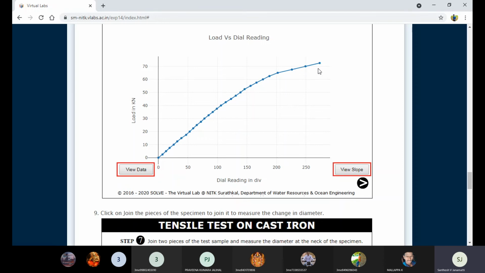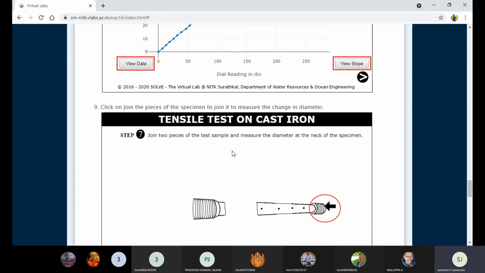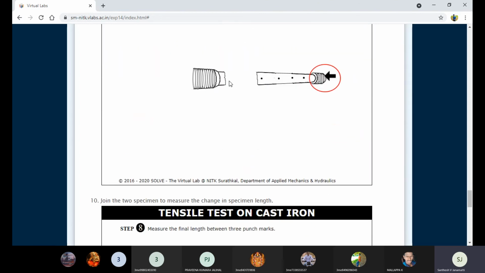Now here we can see the graph. See, the proportionality limit is also very small. Here only we can say this is the yield point. Once we get the yield point, the material will fracture. There is no yield, there is no curve like this. So you can say this is the yield. See, the fracture point you can see.